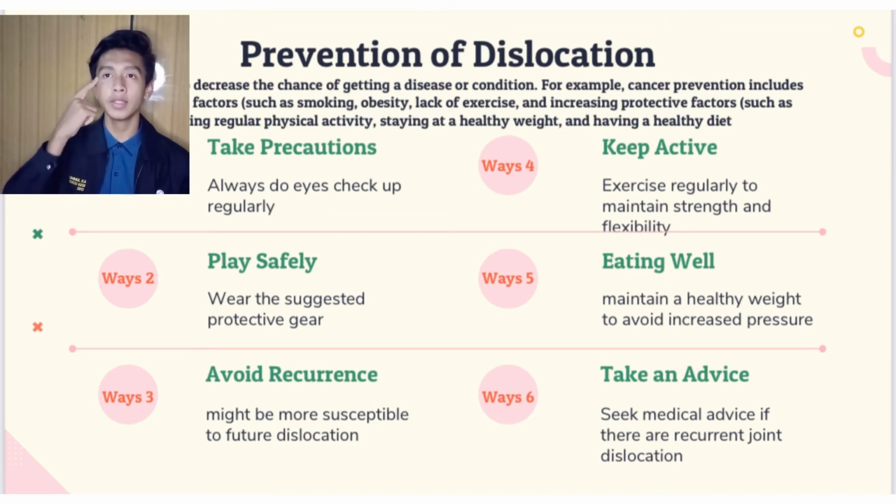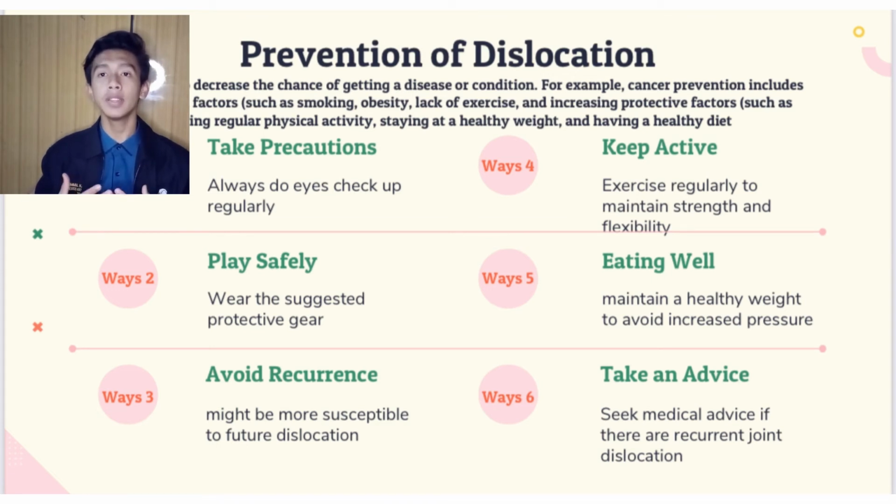Always get your eyes checked regularly. Ask your doctor or pharmacist if any of the drugs you take might make you dizzy. And be sure your home is well lit and remove any potential hazards in the area. And always play safe. Once you have dislocated a joint, you might be more susceptible to future dislocation. To avoid recurrence, do strength and stability exercises as recommended by your doctor and therapist to improve your joint support.